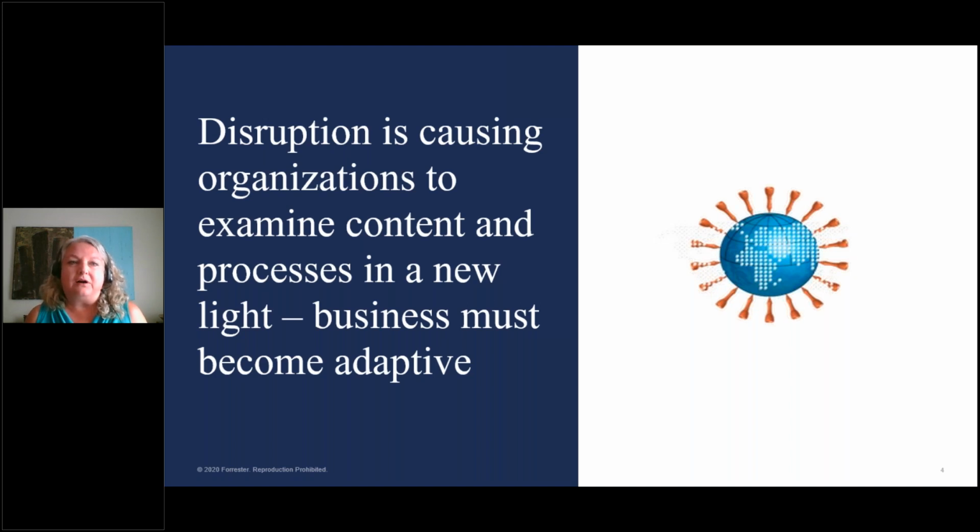So disruption has caused many organizations to really rethink: well, what are the processes I need to put in place to take me forward? How does content help run these critical business processes? Businesses need to become adaptive. They need to be responsive to market changes, and they also need to really focus on the experiences of their employees to keep them engaged and satisfied in their work environments, as well as their customer experiences, to make sure that they're able to continue to adapt to what their clients need.